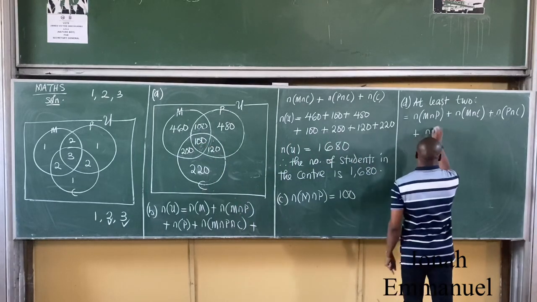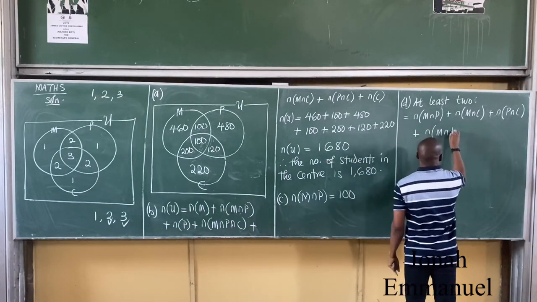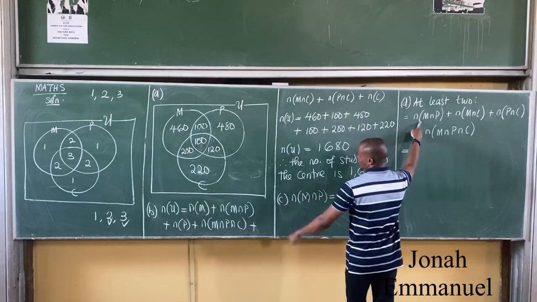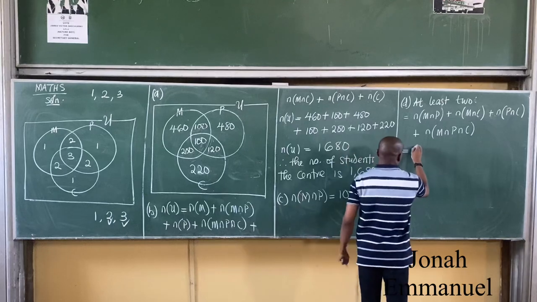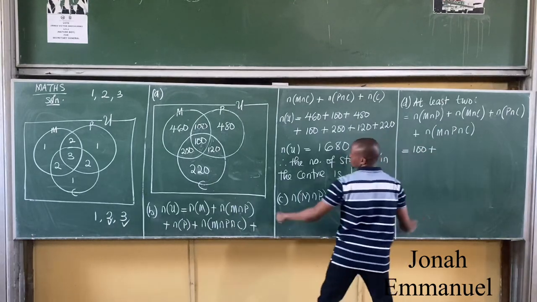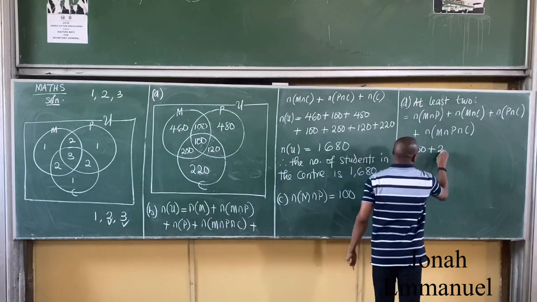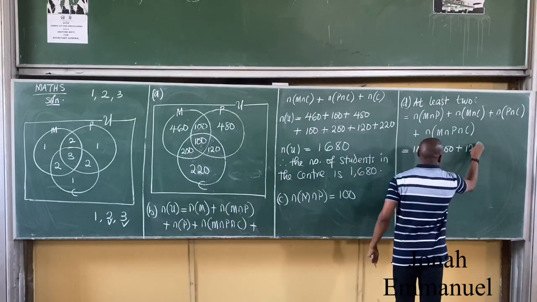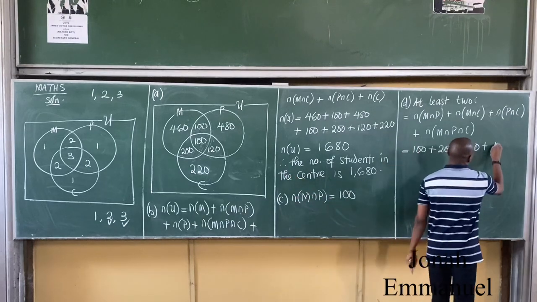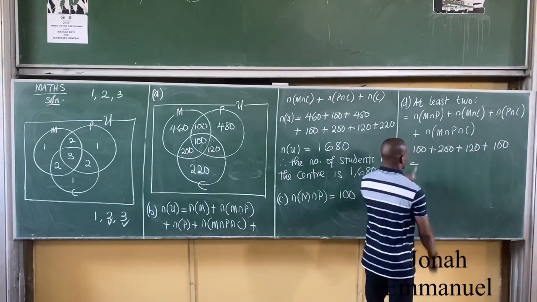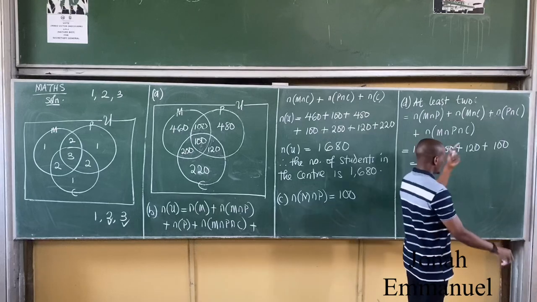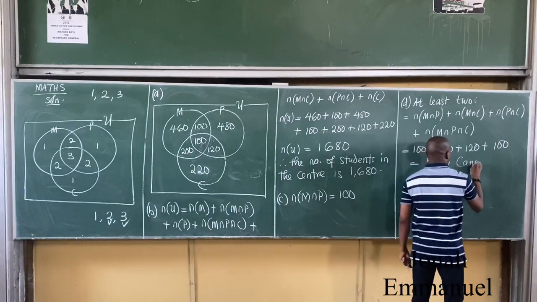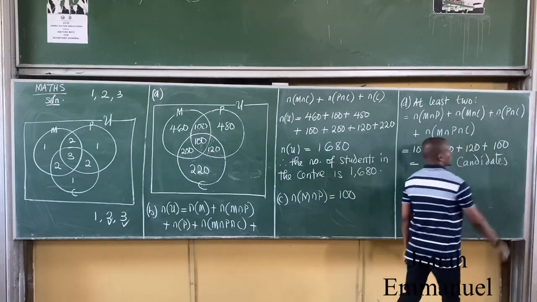N of M intersection P intersection C. So input the values. For this, what's the value there? 100. 100 plus this one here. Yeah? 200 plus this one here. Yeah? 120 plus that one there. Yeah? 100. Combine it. 300, 420, 520. Having 520 candidates. That's how it works.